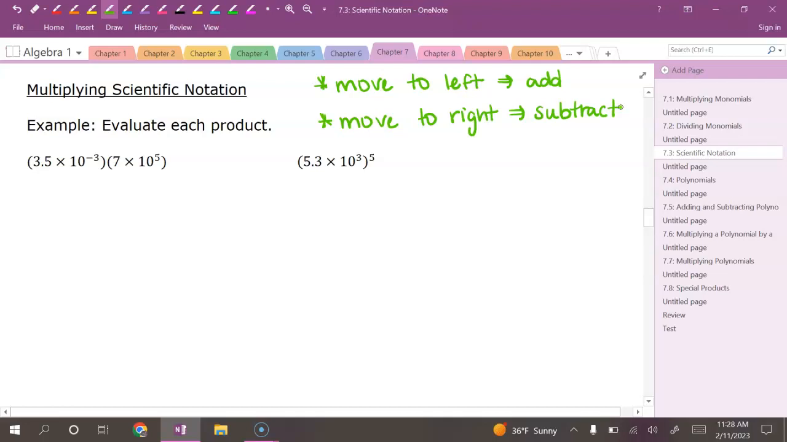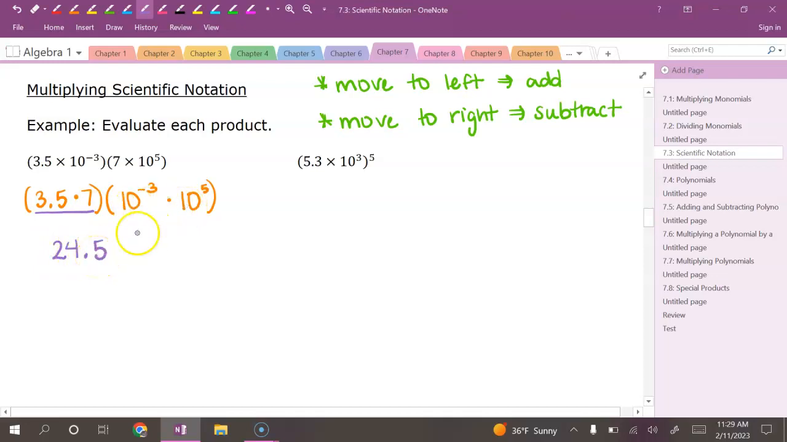Okay, so take a look at this first example. We have 3.5 times 10 to the negative 3, and we're multiplying that by 7 times 10 to the 5th. The first thing I'm going to do is regroup. I'm going to group my numbers out front together. So that's 3.5 and that's 7. We're going to multiply those, and then we're going to deal with the 10s. So I've got 10 to the negative 3, and I'm taking that times 10 to the 5th power. So 3.5 times 7, we're going to do that first. That comes out to be 24.5.